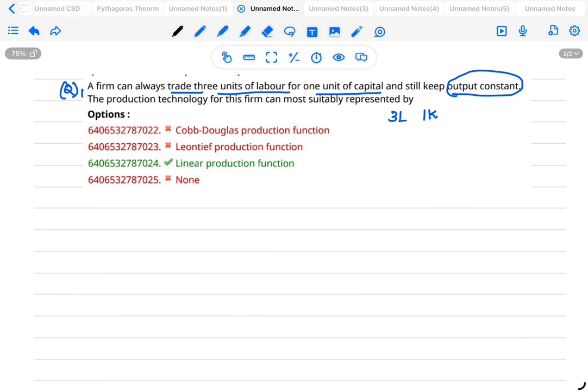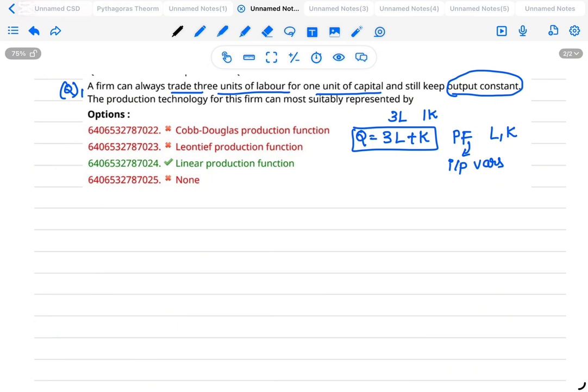A firm can always trade, that is, the output Q equals 3L plus 1K. This is the production function. A function is represented in terms of input variables. Here the input variables are labor and capital. So what are the different types of production functions?